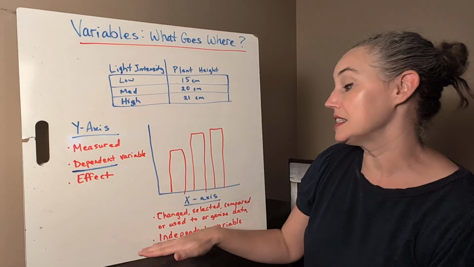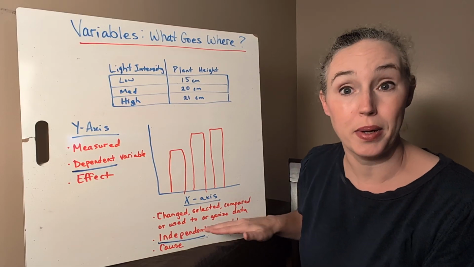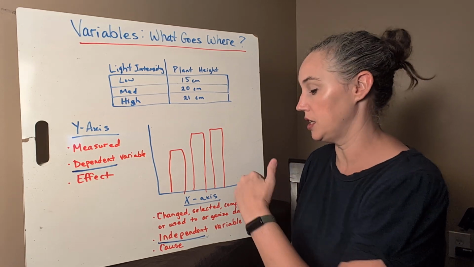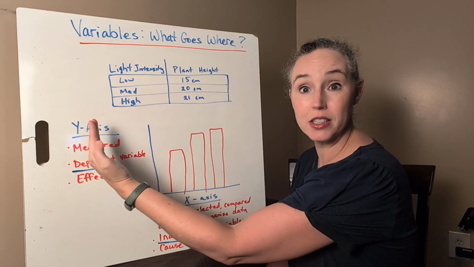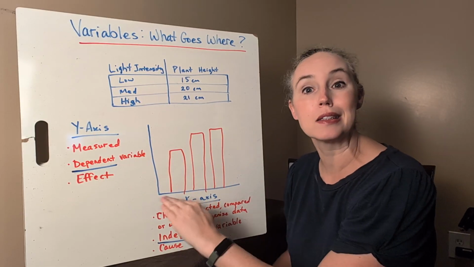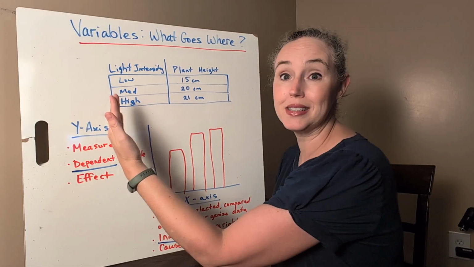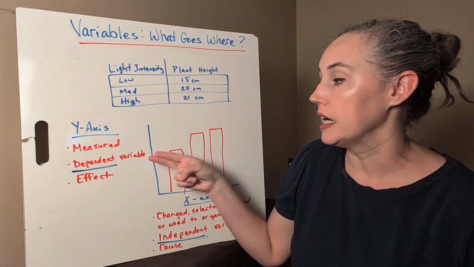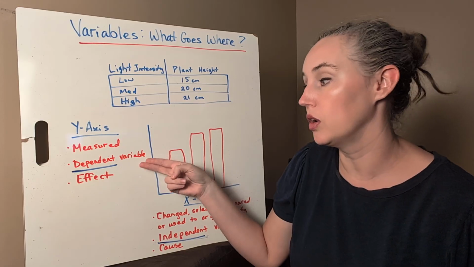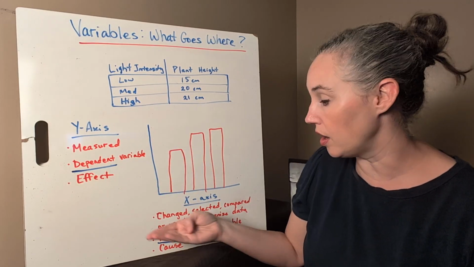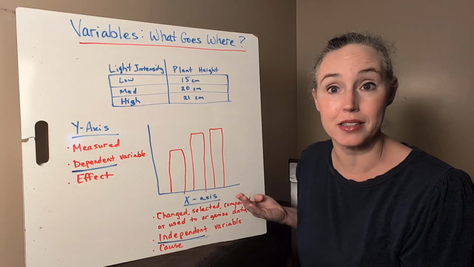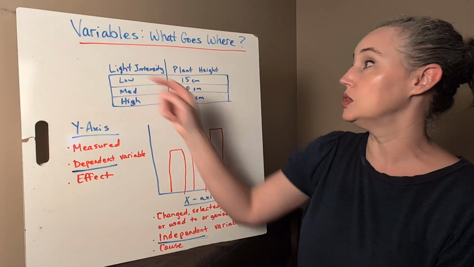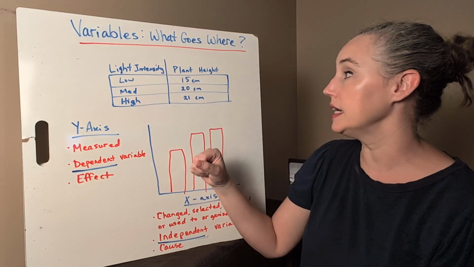All right. This, if it's an experiment, is also going to be our independent variable. And if we think about a graph as the visualization of a cause and effect relationship, then this is the thing that's going to cause whatever we see on the y-axis. So the y-axis is what's measured, our dependent variable, and it's the effect or the result of whatever's happening along the x-axis.